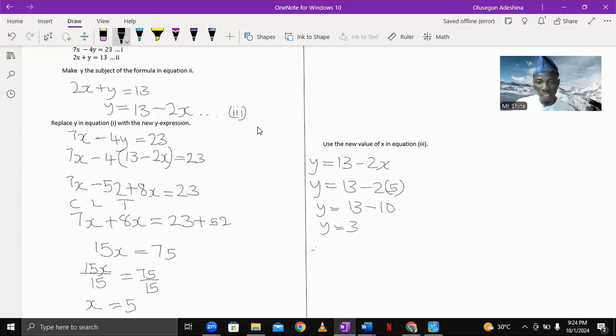So we can conveniently say, therefore, that x is equal to 5 while y is equal to 3. This is the solution for the pair of simultaneous equations that we have, using the substitution method.